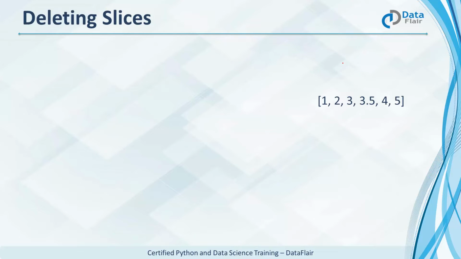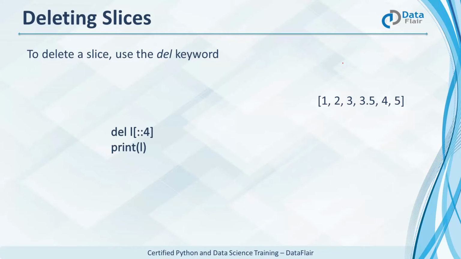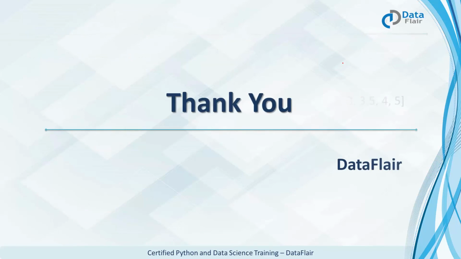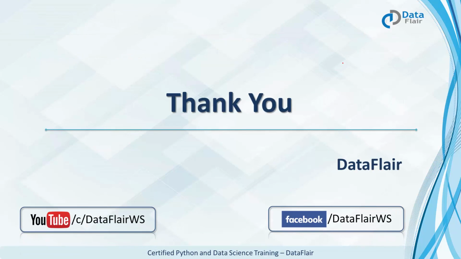Finally, we can also delete slices from a list to modify it. For this, we use the del keyword. Delete the slice from start to end but with a step of 4. This means it deletes the values 1 and 4. Slicing is a way to access or modify parts of a container like a list or a string.